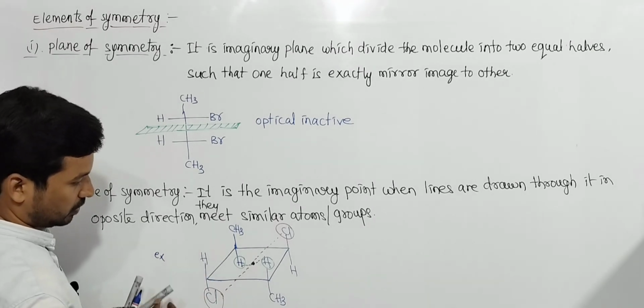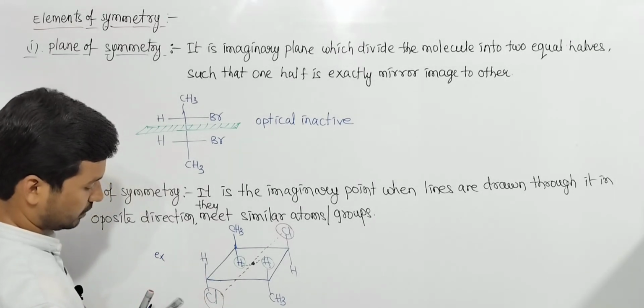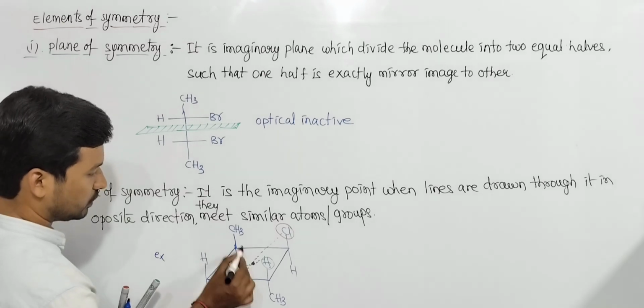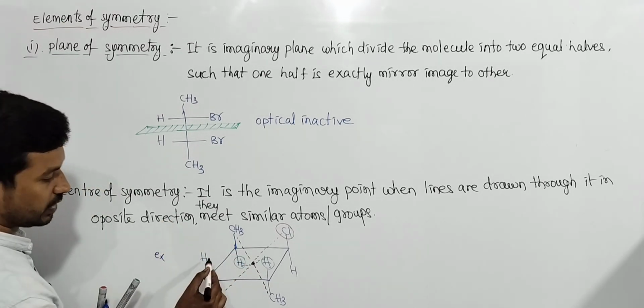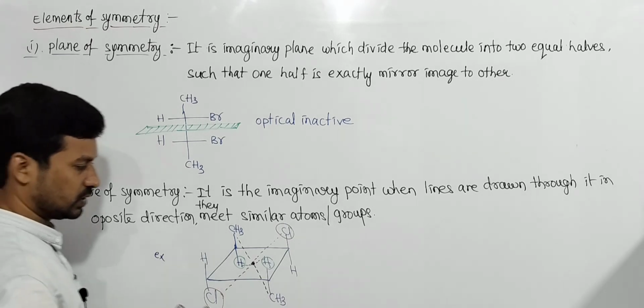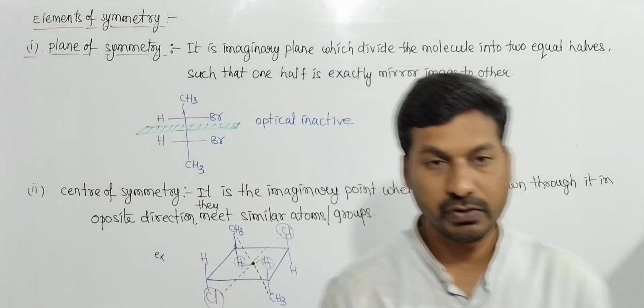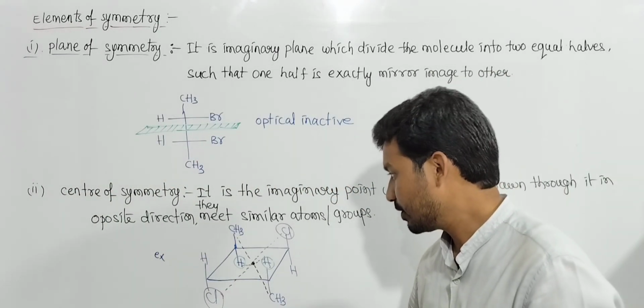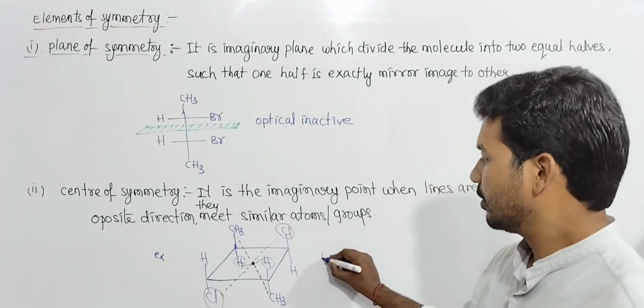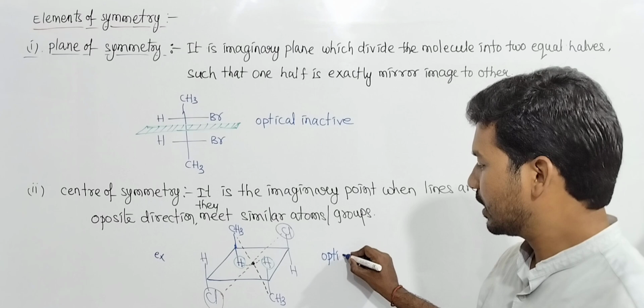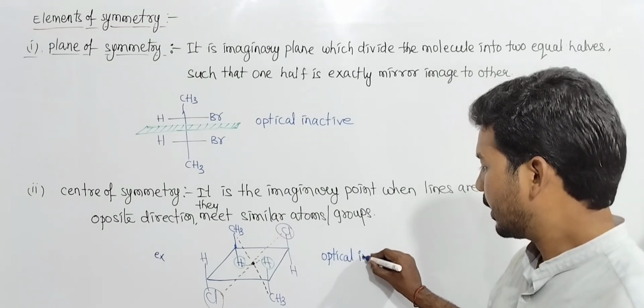Or if you draw lines like this through this methyl, methyl, here also hydrogen, hydrogen. Center of symmetry. The molecule is said to contain a center of symmetry. Due to the presence of the center of symmetry, this molecule is optical inactive.